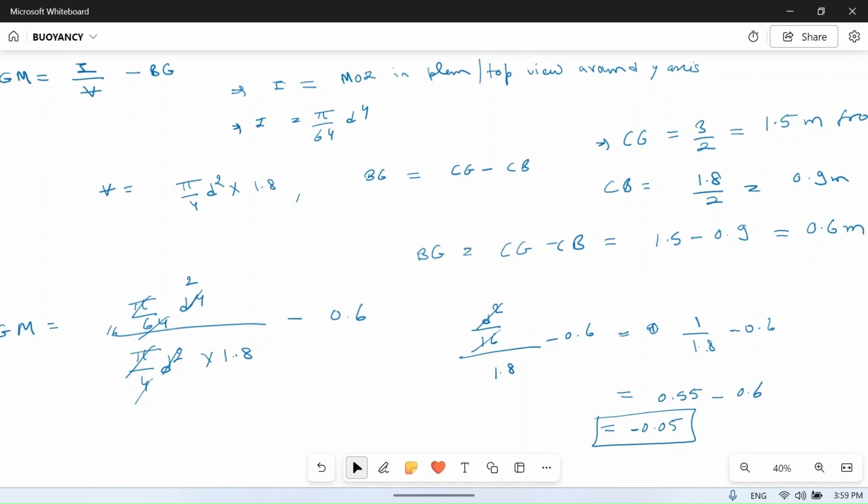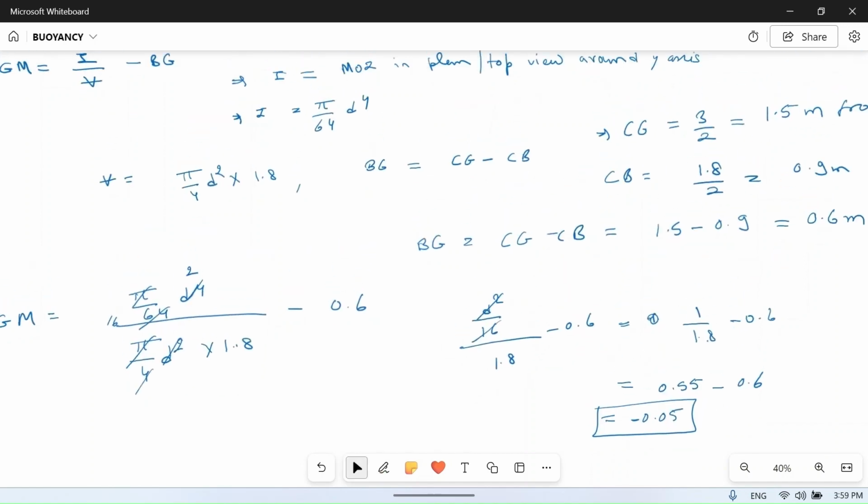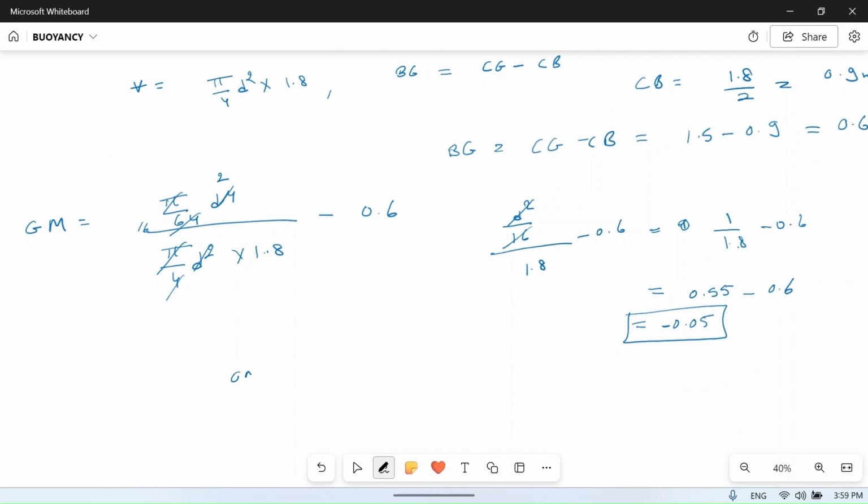So why is it minus? Because GM, the metacentric height, is the distance between center of gravity and metacenter. So it is minus, which means the metacenter is below the center of gravity. So I hope you understood this problem.